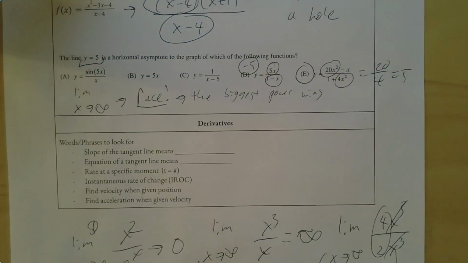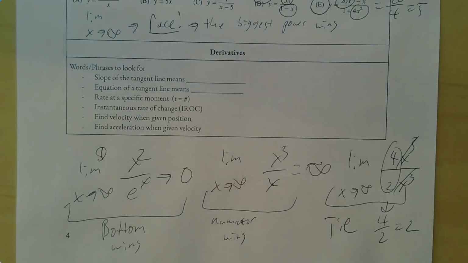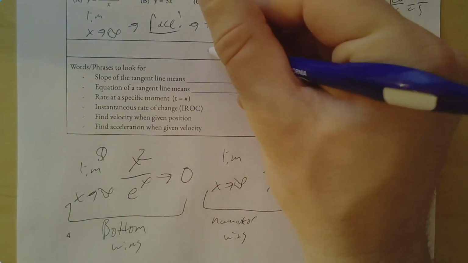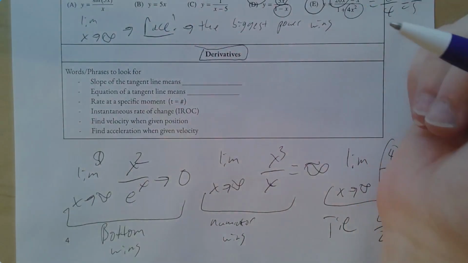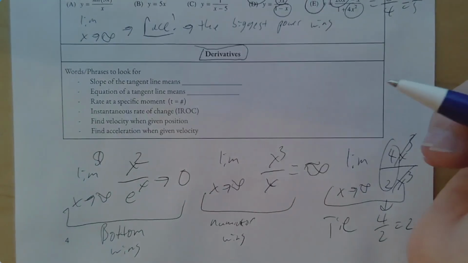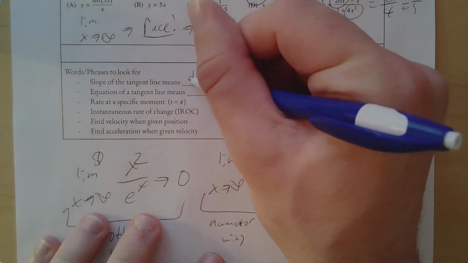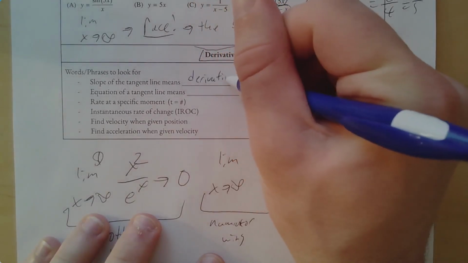I'm keeping it kind of snappy. I'm trying to, anyway. This might be a longer video than I expected. So, words and phrases to look for. We're moving on to derivatives now, the meat of calculus. So when to think about taking the derivative: slope of the tangent line means derivative at a point. Slope at a point.